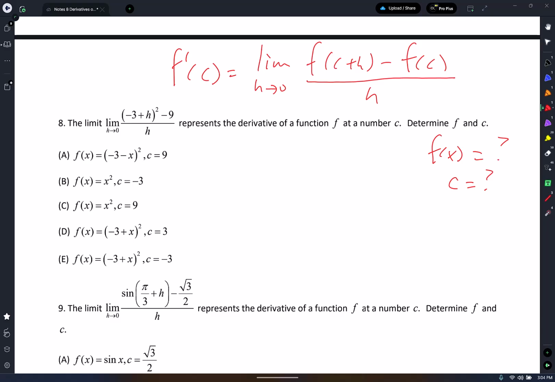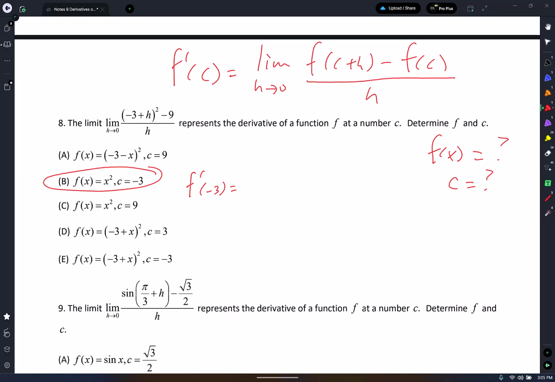What answer did you get? Yeah, you're right. Did you say this one right here? Yeah, that's the answer, guys. If I were to tell you that my value is negative 3 and the function is x squared, you would say f prime of negative 3 equals.